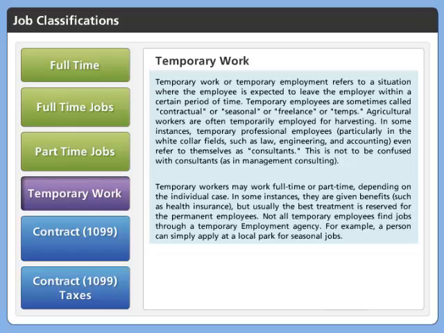Temporary workers may work full-time or part-time, depending on the individual case. In some instances, they are given benefits, such as health insurance, but usually the best treatment is reserved for the permanent employees. Not all temporary employees find jobs through a temporary employment agency. For example, a person can simply apply at a local park for seasonal jobs.